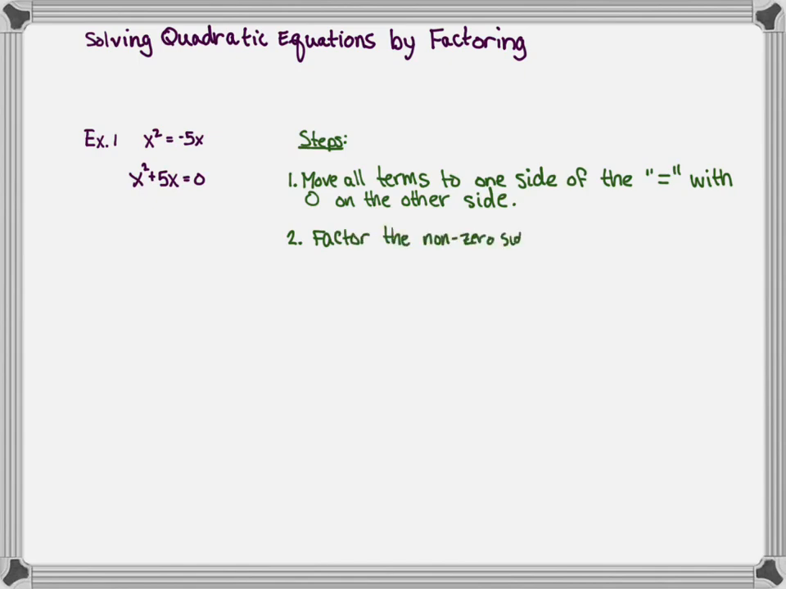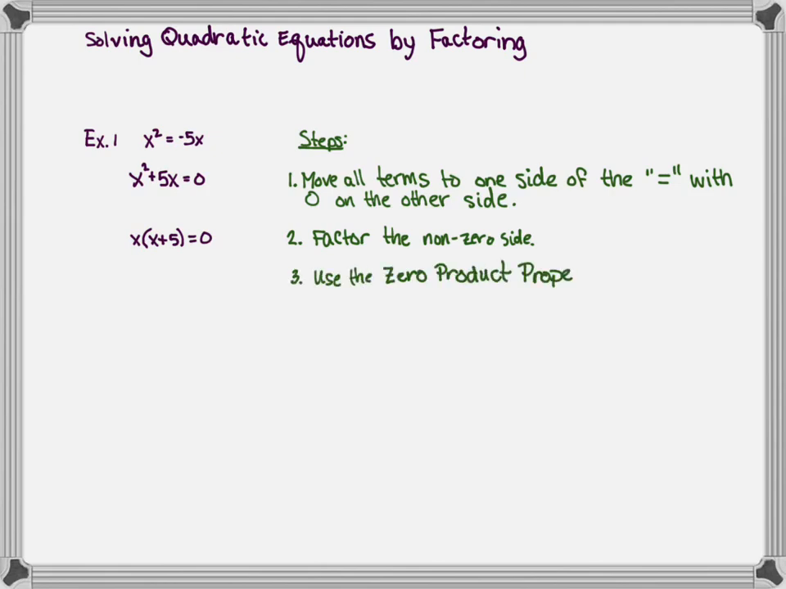Next, factor the non-zero side. And with factoring, we always look to see if there's a greatest common factor first. And in this case, our GCF is x. And when I factor x out of everything, I get x plus 5. So our factored expression is x times x plus 5, and then still equals 0.